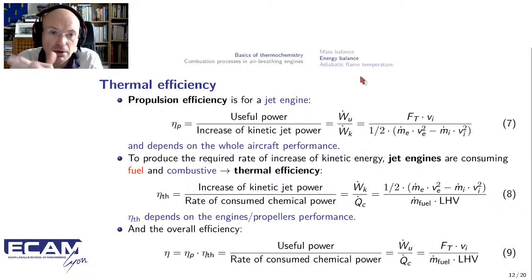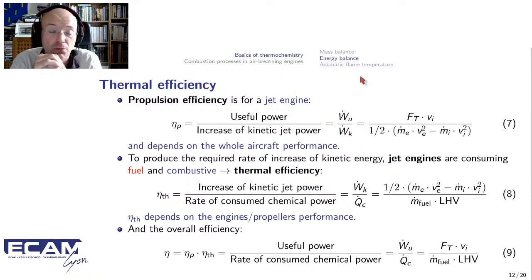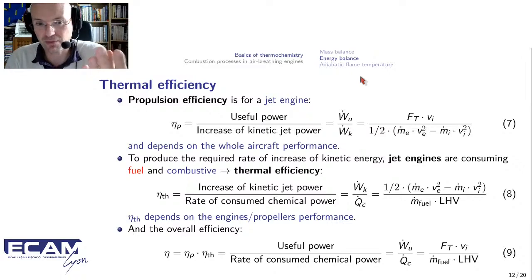And actually, this chemical energy, now we have a way to express it, and it's just expressed as the product of the mass flow rate of fuel by the lower heating value. Okay, so it really corresponds to the rate at which the chemical power is consumed, and so the rate at which the heat is released, in a sense, by the combustion process.